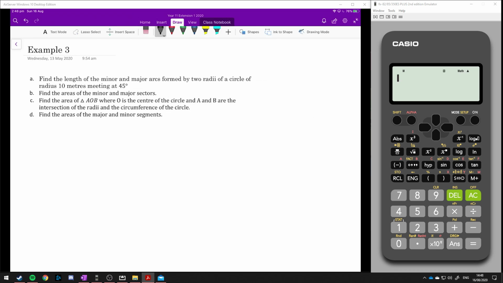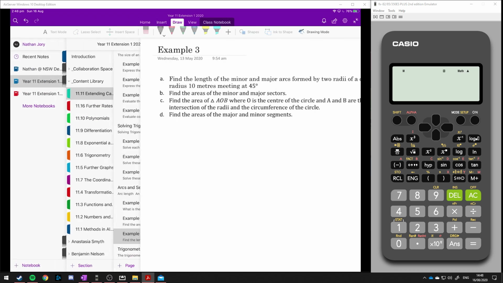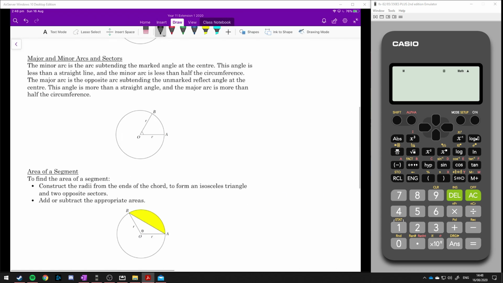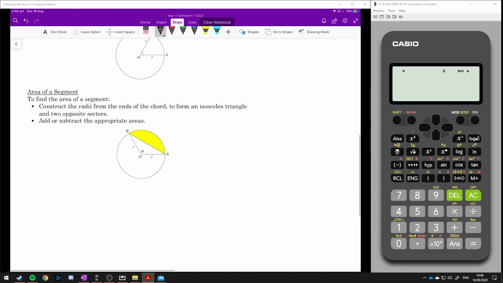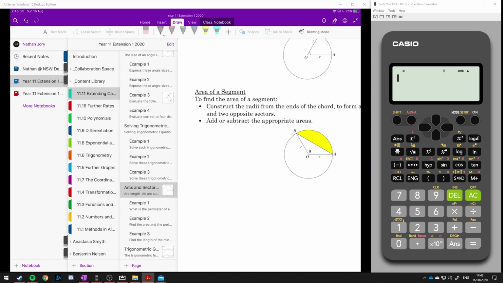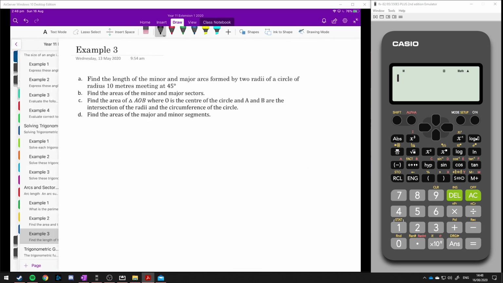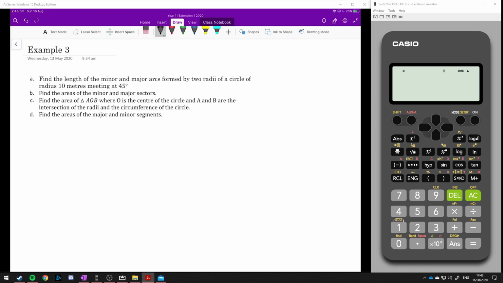Maybe not. Okay, there's another example about major and minor sectors. I'm just trying to have a look. Oh, and we've got area of a segment, which we will look at shortly as well. Okay. So, find the length of minor... So we'll do this one.